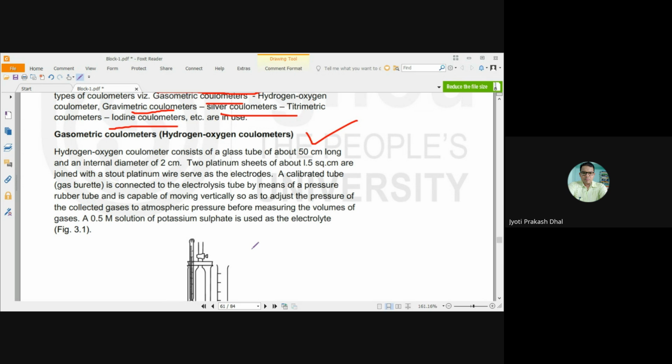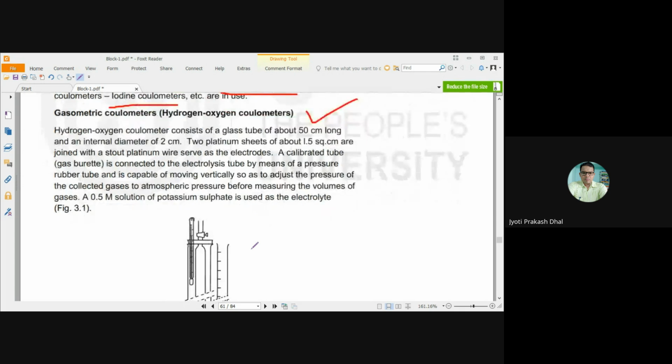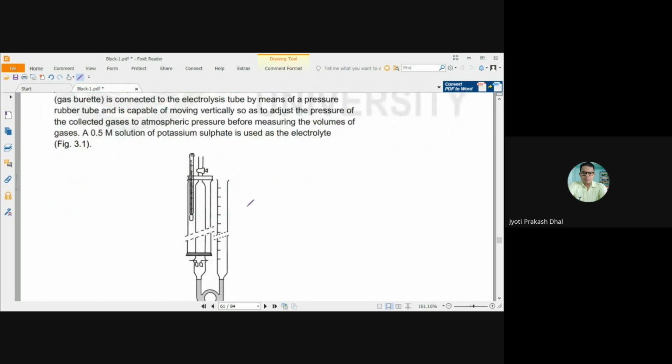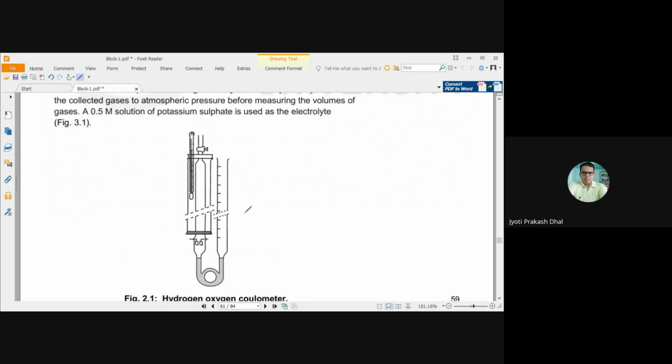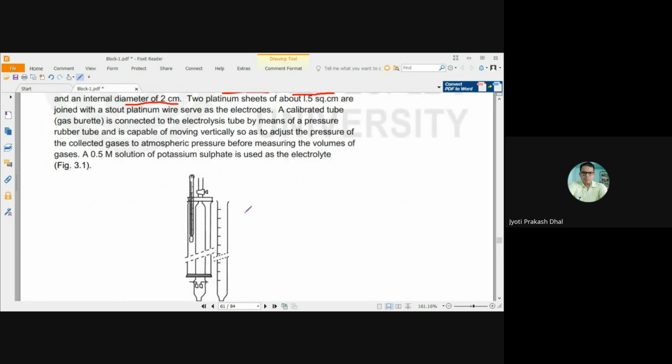So here we will continue now. The first one is the gasometric coulometer, that is the hydrogen oxygen coulometer. The hydrogen oxygen coulometer consists of a glass tube of about 50 centimeter long with an internal diameter of 2 centimeter. So here you can see a glass tube of 50 centimeter long and internal diameter of 2 centimeter.